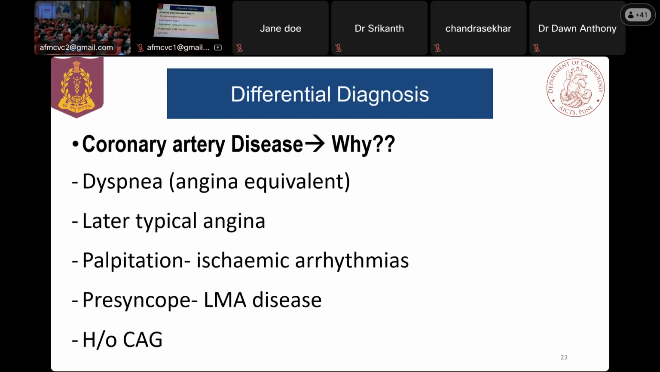And he underwent coronary angiography. That's why we are thinking about coronary artery disease. Next slide. Valvular heart disease.